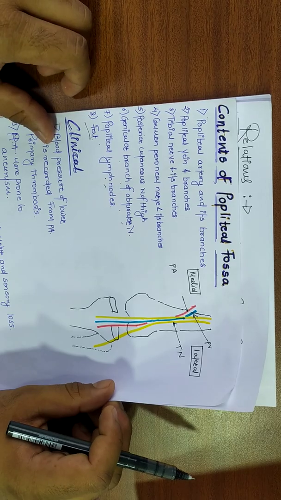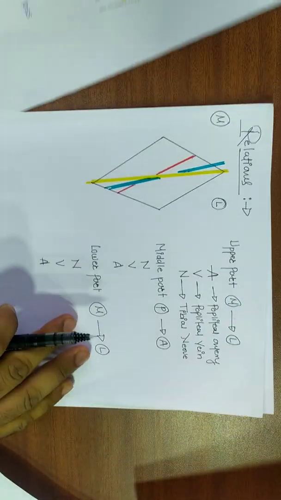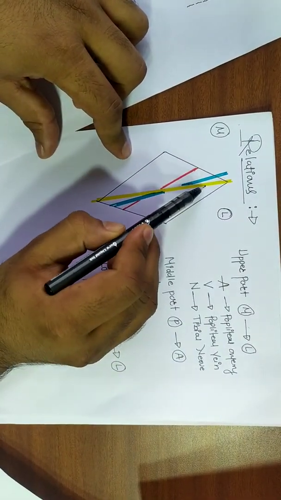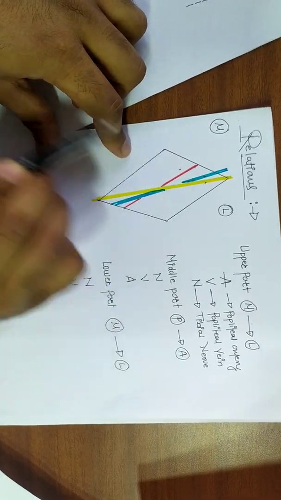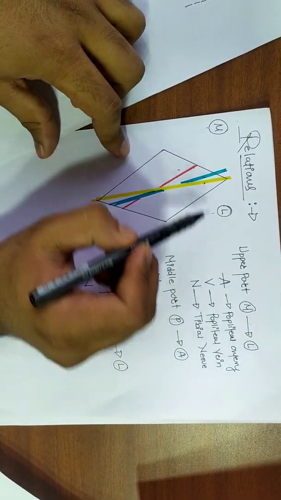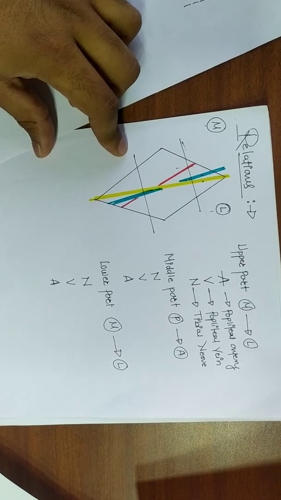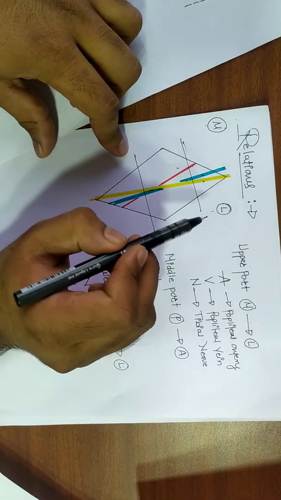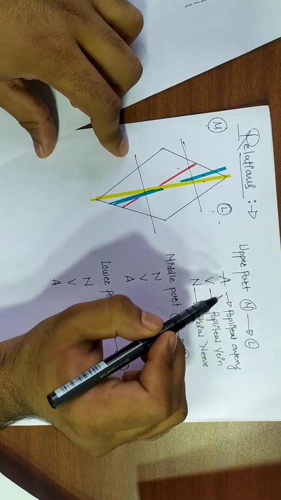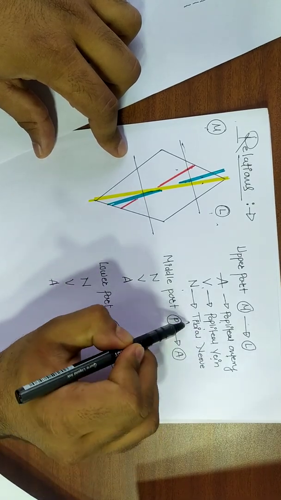Now we are going to see the relations of the contents of the popliteal fossa. In this diagram there is the tibial nerve, popliteal vein, and popliteal artery. This one is the upper part, this one is the middle part, and this one is the lower part. In the upper part, from medial to lateral, the relation is artery, vein, and nerve: popliteal artery, popliteal vein, and tibial nerve.